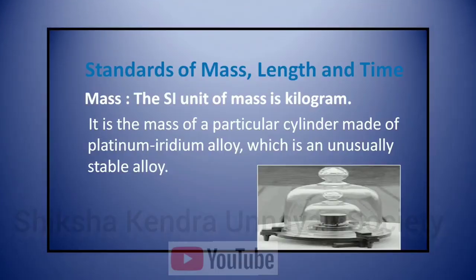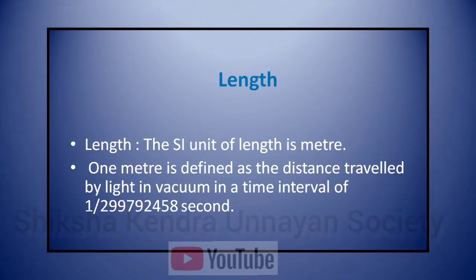Now, we will discuss standards of mass, length and time. The SI unit of mass is kilogram. It is the mass of a particular cylinder made of platinum iridium alloy, which is an unusual alloy. For length, the SI unit of length is meter.